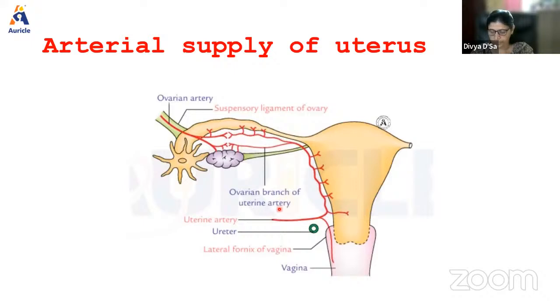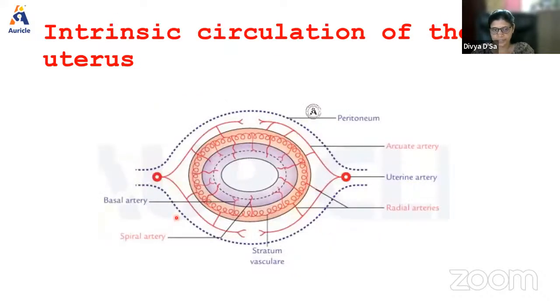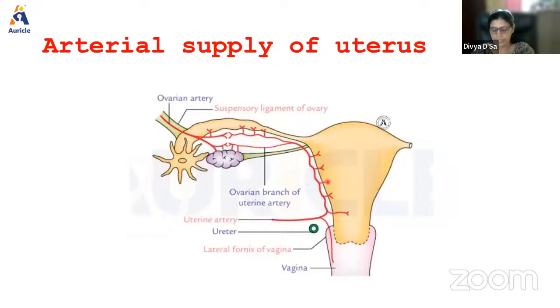Close to the area of crossing, it gives branches: a uterine branch, a ureteric branch, a vaginal branch, and a cervical branch. Then, as the uterine artery ascends, it gives the coronary or arcuate branches all around, on the anterior as well as the posterior surface, and they anastomose with the branches of the opposite side. These branches are known as the arcuate arteries.